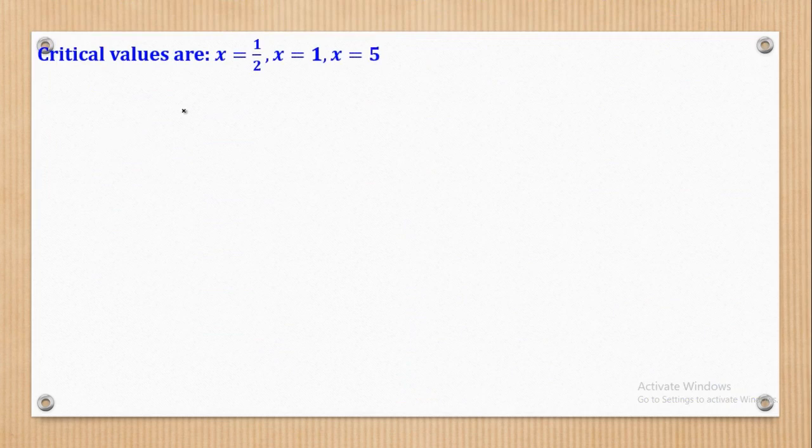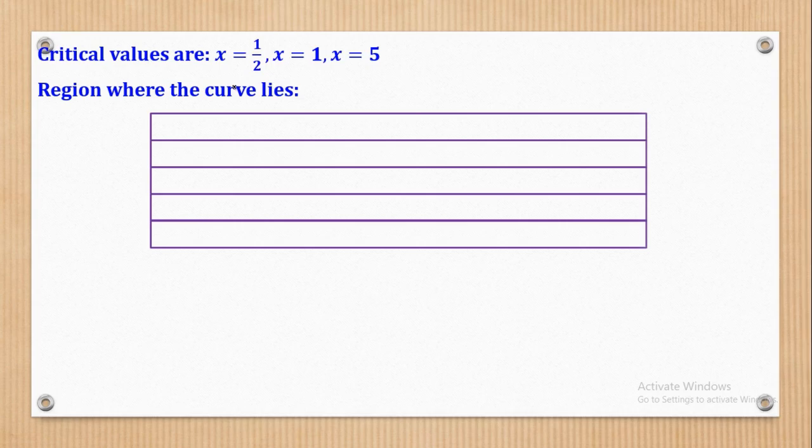Then critical values are those ones in ascending order. Therefore, we shall tabulate. I believe by now you know how to tabulate. So first put the terms, then start with this. For this less than that, the inequality is that, and the sign is negative, negative, negative, negative.